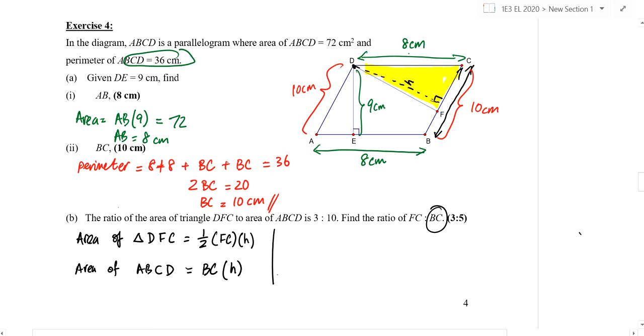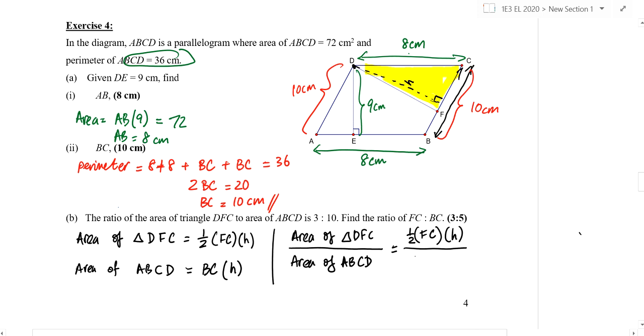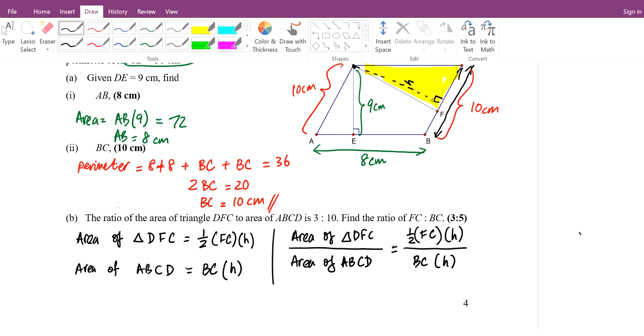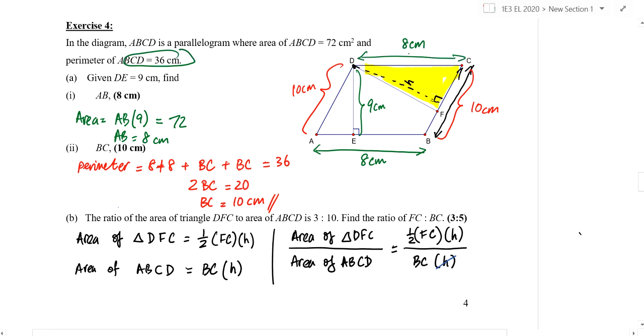The ratio of the area of triangle DFC over the area of ABCD can be expressed as a fraction. This is given to be, as we found out earlier on, half times FC times H in the numerator. In the denominator, we have BC times H. We are happy to see this because we can divide both numerator and denominator by H. Being a common height, they have the same value.